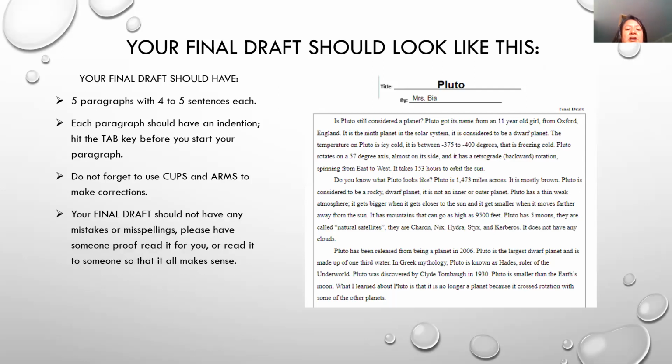Your final draft should not have any mistakes or misspellings. Please have someone proofread it for you or read it to someone so that it all makes sense.